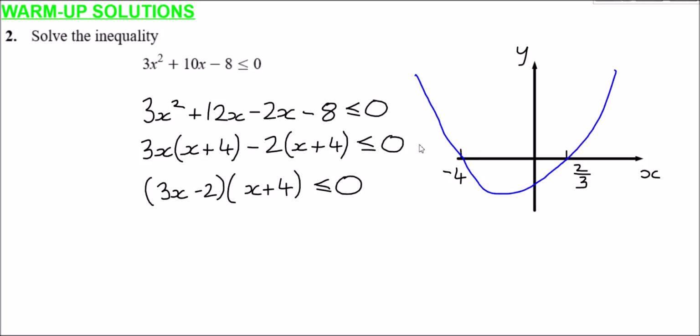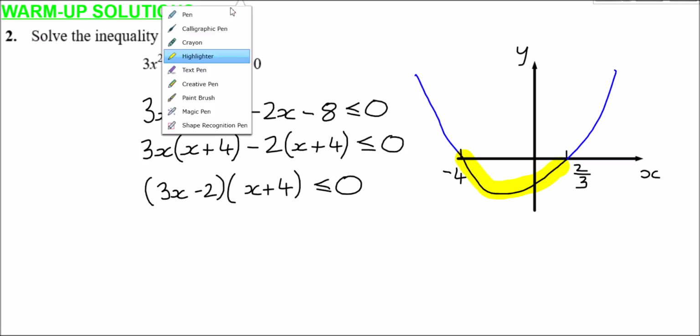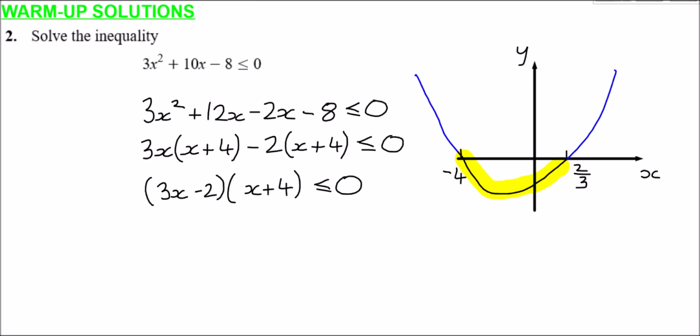So we want this to be less than or equal to 0, and so we're after the region of this curve which is below the x-axis. So we're wanting our x to be between -4 and 2/3. That's the region for which 3x squared plus 10x minus 8 is less than or equal to 0. So therefore what we want in here for our values of x is for x to be greater than or equal to -4, yet also no greater than 2/3.